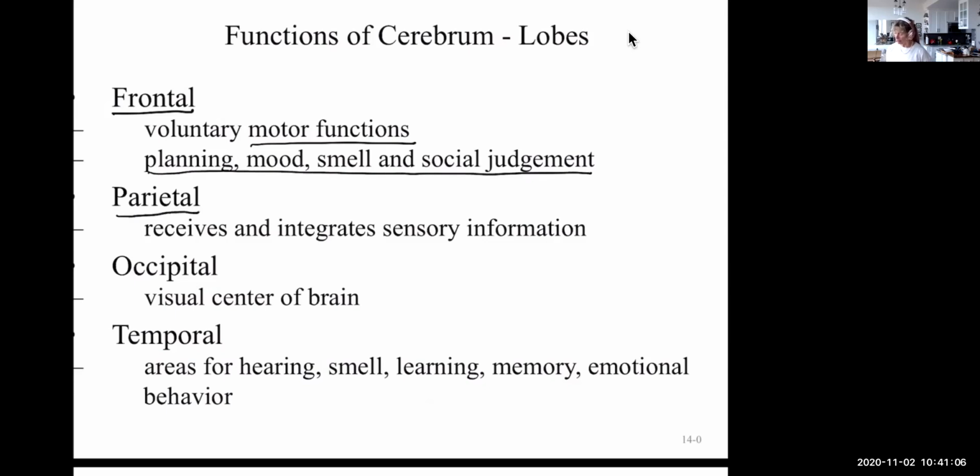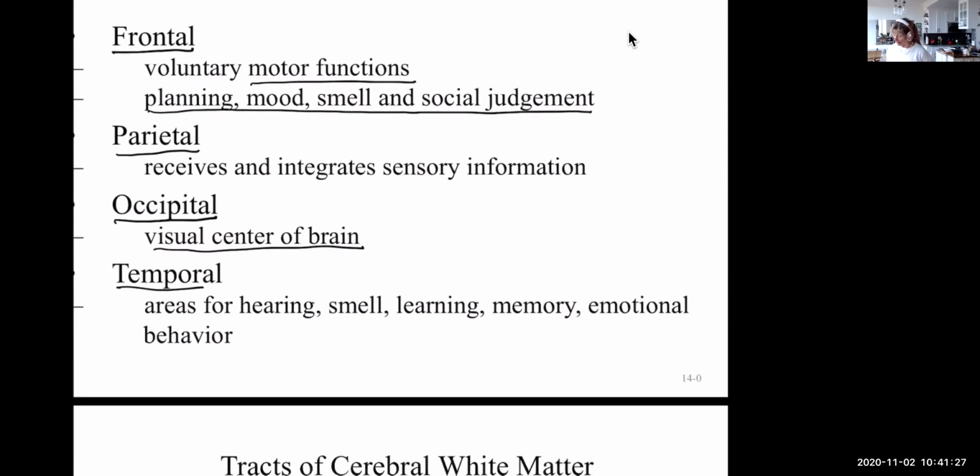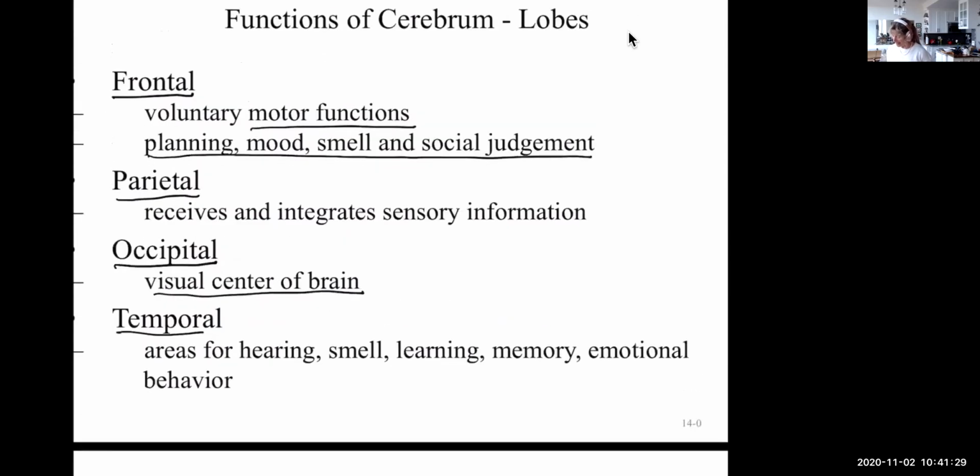The parietal lobe receives and integrates sensory information. There is a cortex known as the post-central gyrus, or the post-central sulcus cortex. The occipital lobe is the visual center of the brain. The temporal areas are for hearing, smell, learning, memory, and emotional behavior. And of course, the insula, the most recently discovered lobe, which is responsible in part for language.